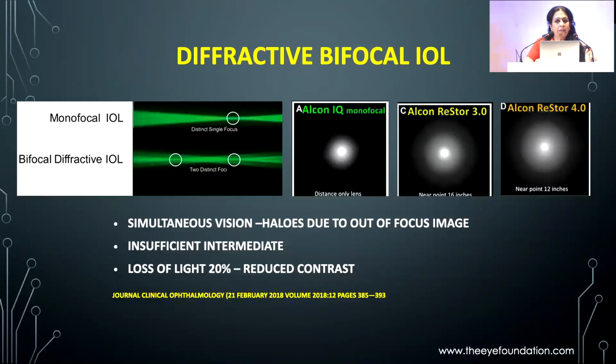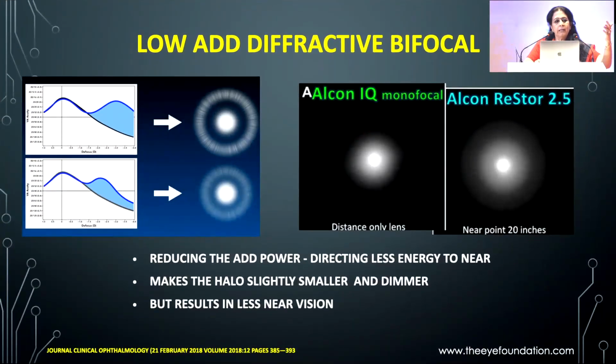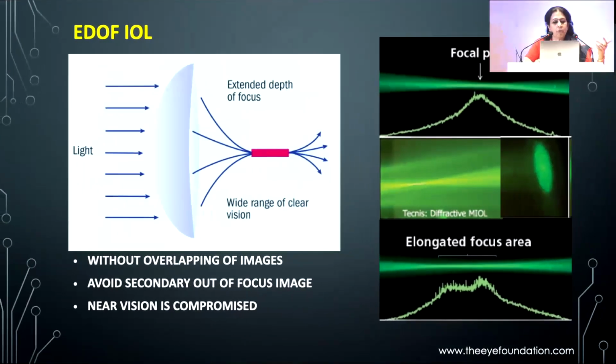The other thing with the bifocal lens you also see is, there are two focal lengths. So when one object is in focus, the other object which is not in focus creates a defocused image, which is the cause for the glare. So what happened was, they came in with the low add diffractive lenses initially, wherein to ensure that the dimmer near image does not compromise distance, less light energy was given to near. But then what it compromised was the quality of near vision, which was not good.